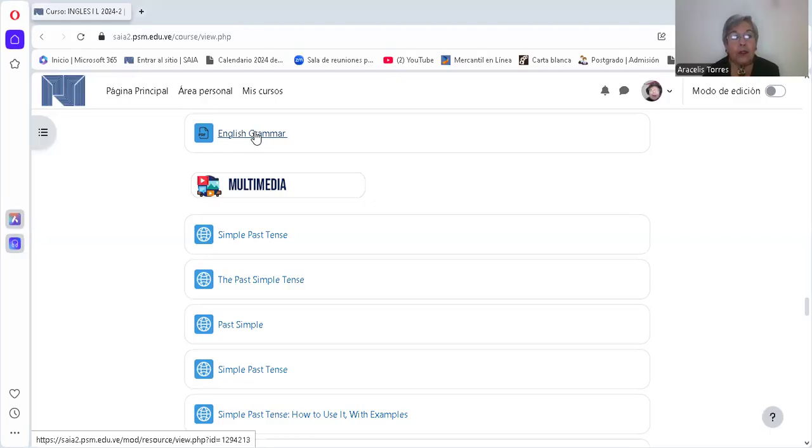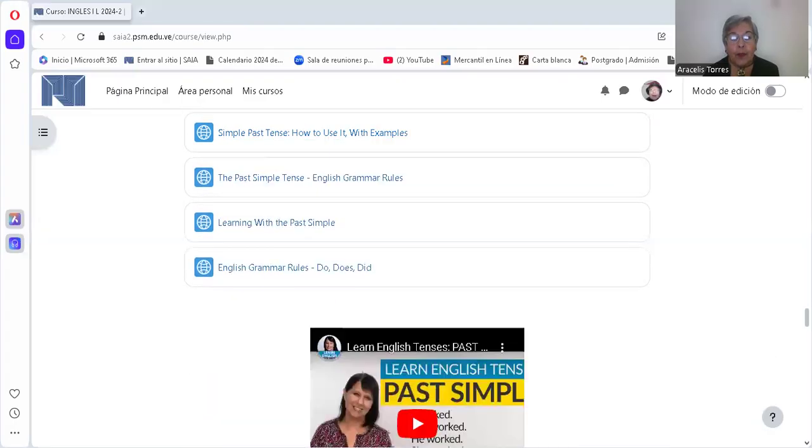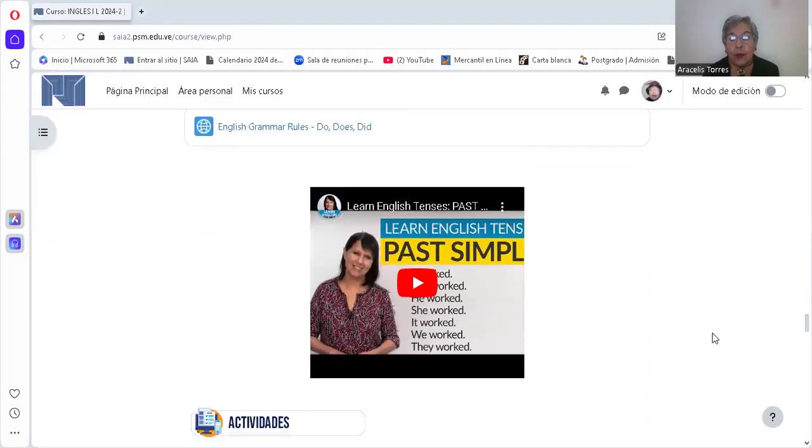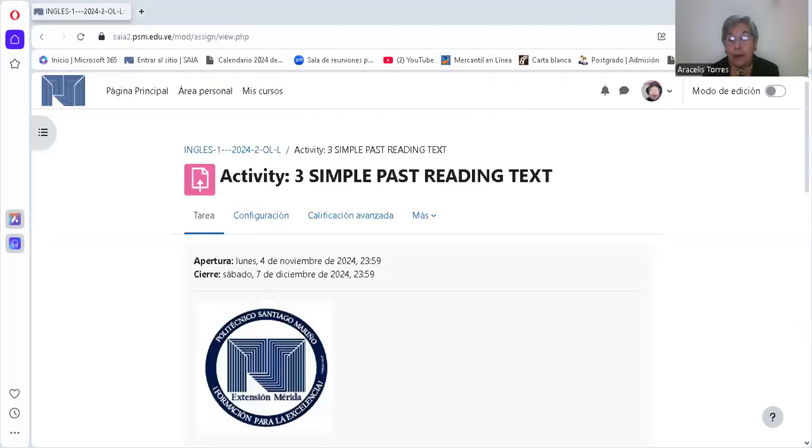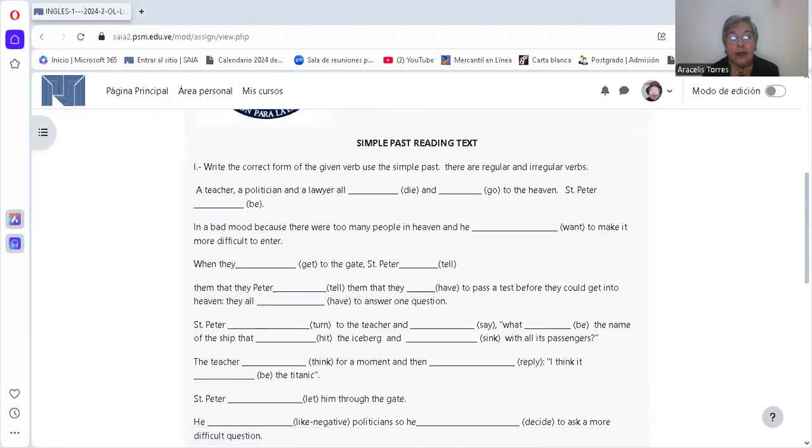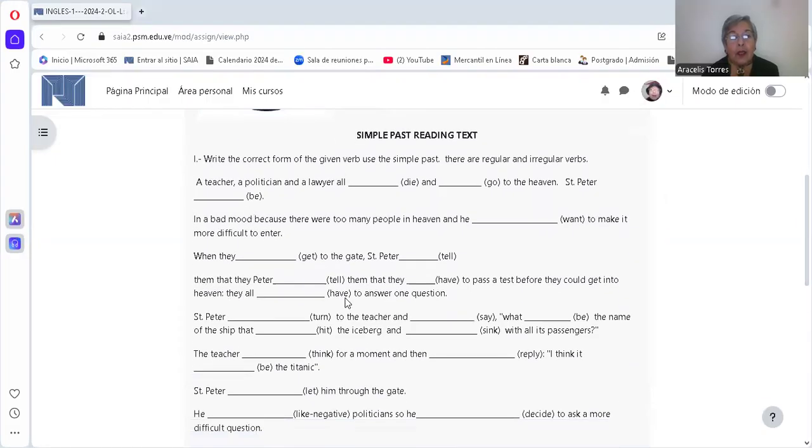And here are also some readings about the simple past, how to work with the simple past, and a video about simple past. The exercise is about a reading of the Titanic. And the verbs are in parentheses where you have to change them. Some are irregular, some are regular, okay?